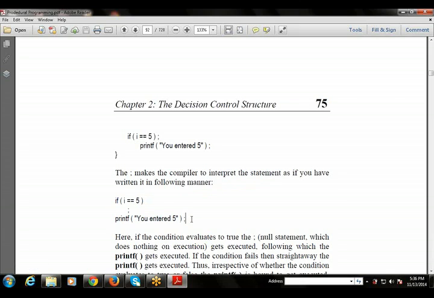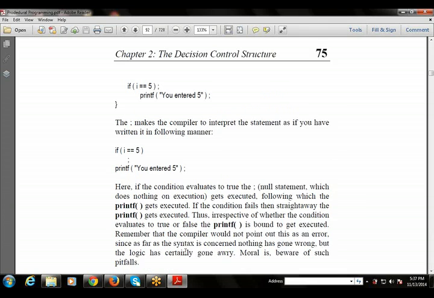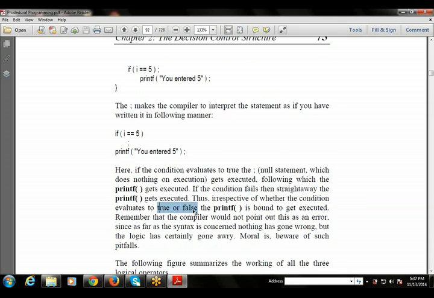Here, if the condition evaluates to true, then the semicolon gets executed, following which printf gets executed. If the condition fails, then straight away the printf gets executed. Thus, irrespective of whether the condition evaluates to true or false, the printf is bound to be executed. That's why this is an error, and we do not use the semicolon after the condition, because that makes the printf print the output regardless.